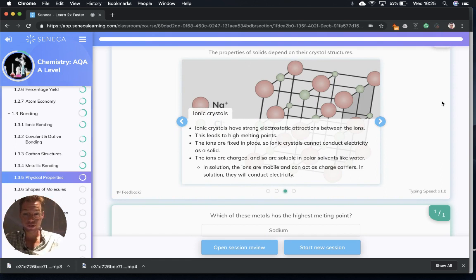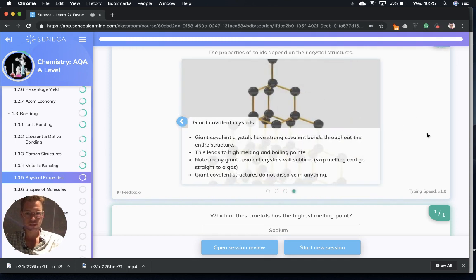Next, we're talking about ionic crystals. Ionic crystals have strong electrostatic attraction between the ions. This leads to high melting points. The ions are fixed in place, so ionic crystals cannot conduct electricity as a solid. The ions are charged and so soluble in polar solvents like water. In solution, the ions are mobile and can act as charge carriers. In solution, they will conduct electricity.